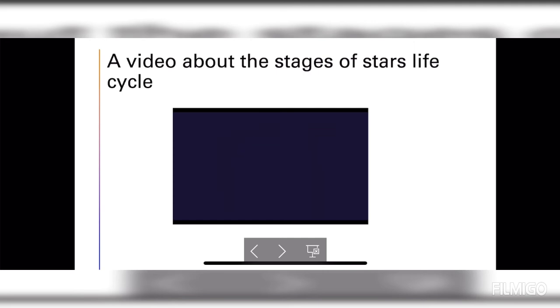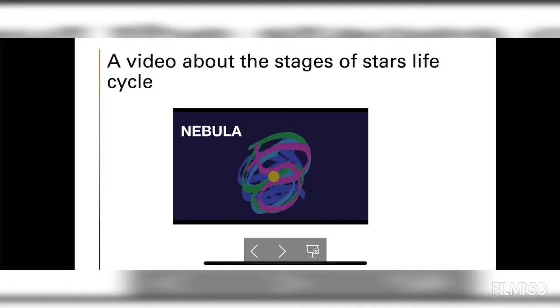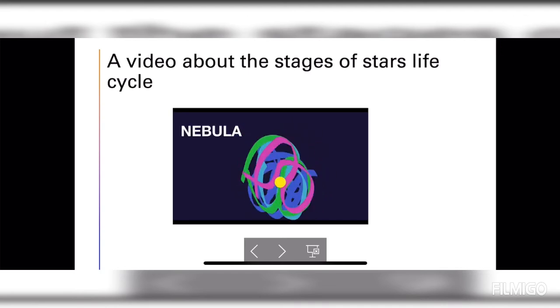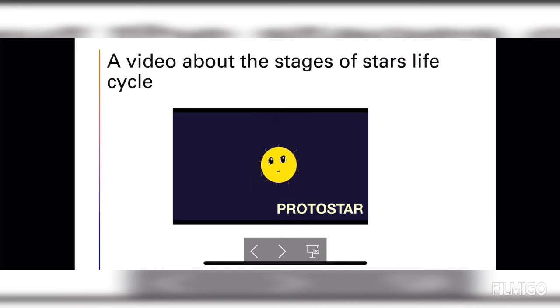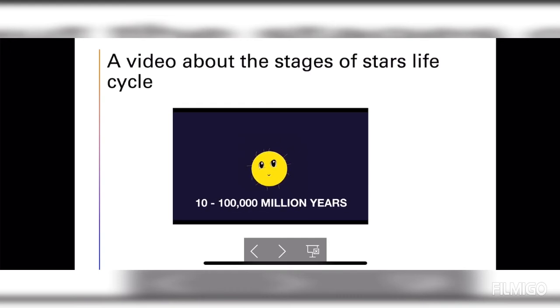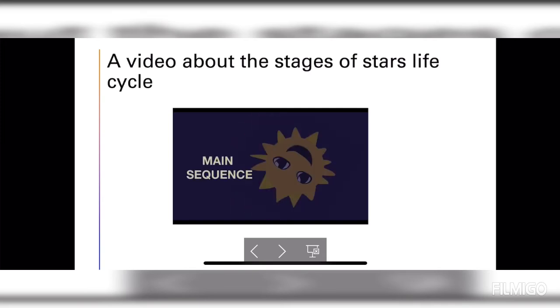In this video, we will cover the life cycle of a low-mass star. The star begins just as we discussed in my last video. The nebula spins and spins and creates a center mass, but before the hydrogen starts burning, it's known as a protostar, or a baby star. The protostar will stay in this stage for anywhere between 10 and 100,000 million years, depending on the size of the star. Once the hydrogen begins to fuse helium, it becomes a main sequence star.